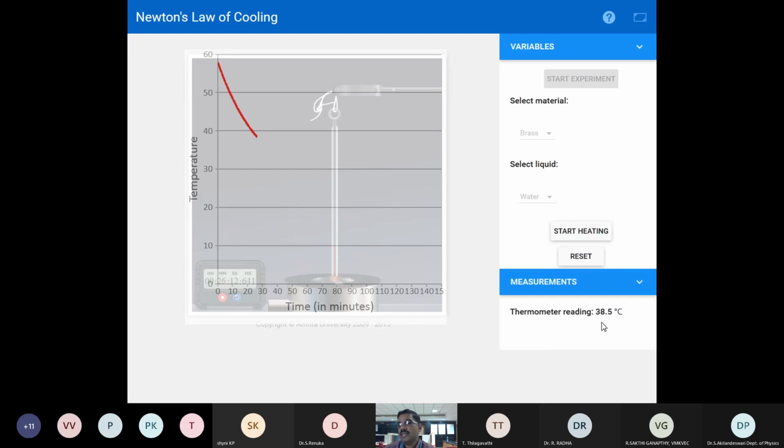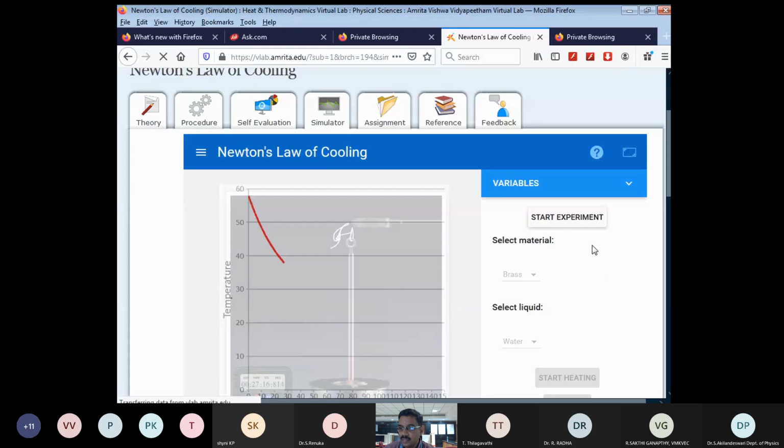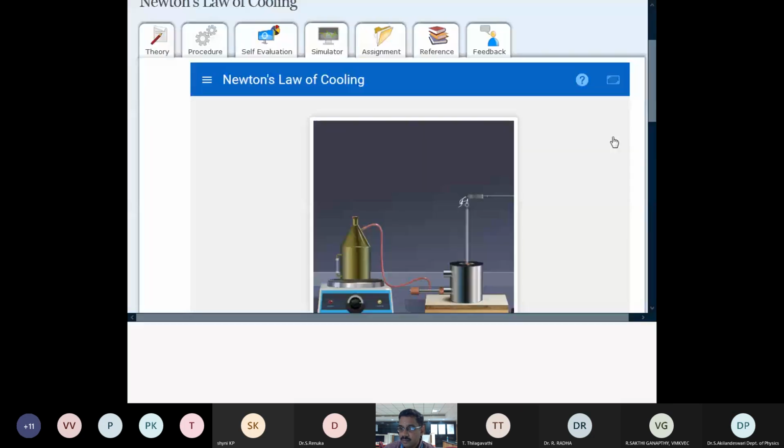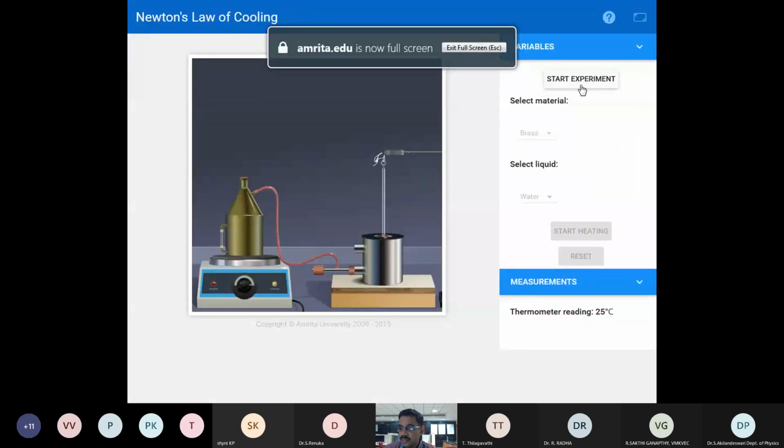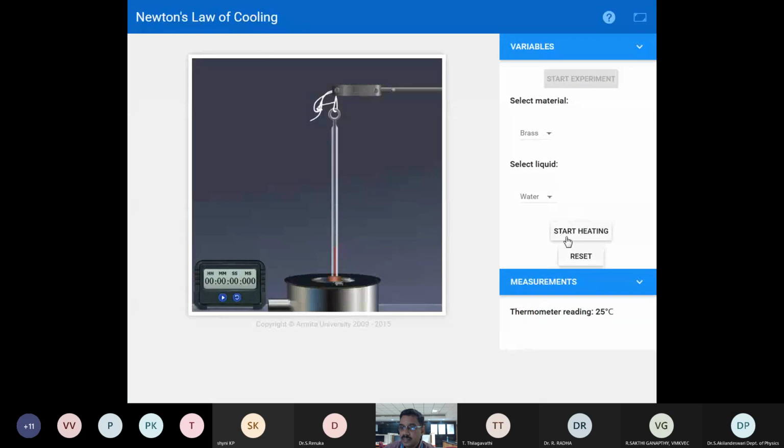Similarly, next for 35 degree. So I will reset and wait 1 second. Let's see. Start experiment. So we start heating. So let us have a higher temperature here. As they have suggested, I will stop at 70 or 75.